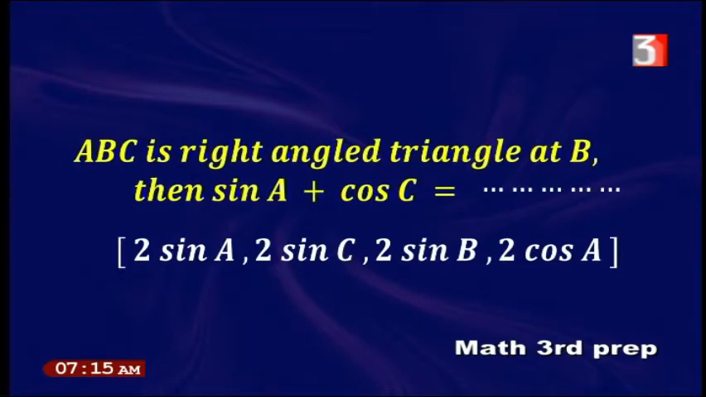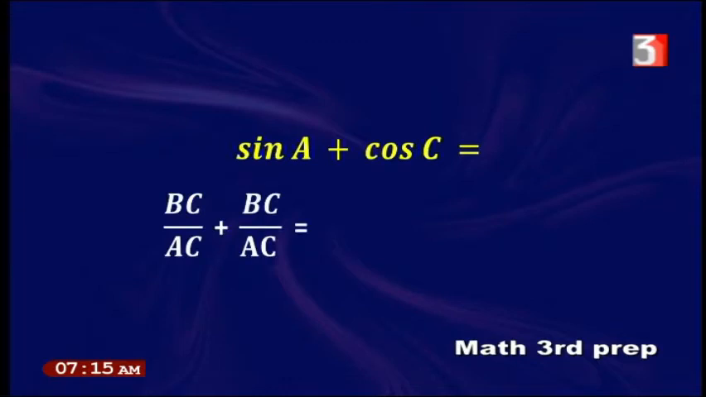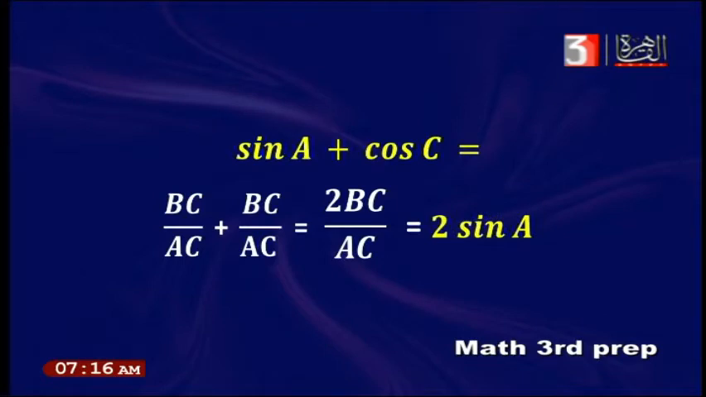First of all, you have to draw the triangle to notice how to find the sine of the angles and their cosine. So you have triangle ABC, right angle at B. Then sine A plus cosine C equals what? That's correct. It is BC over AC plus BC over AC. So it is twice BC over AC, which is equal to 2 sine A, which is the first choice.